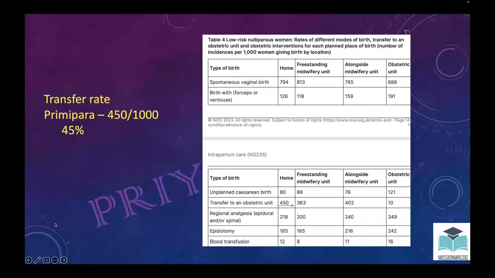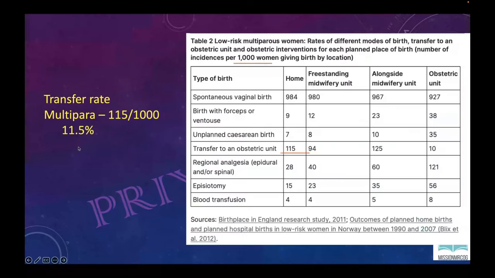What could be the transfer rate for multipara? The exact figure is 11.5, but previously we rounded the figure to 10%. So this is the transfer rate. And this transfer rate you have to quote in the Part 3 station, and you have to answer directly in Part 2. It comes as a question also.